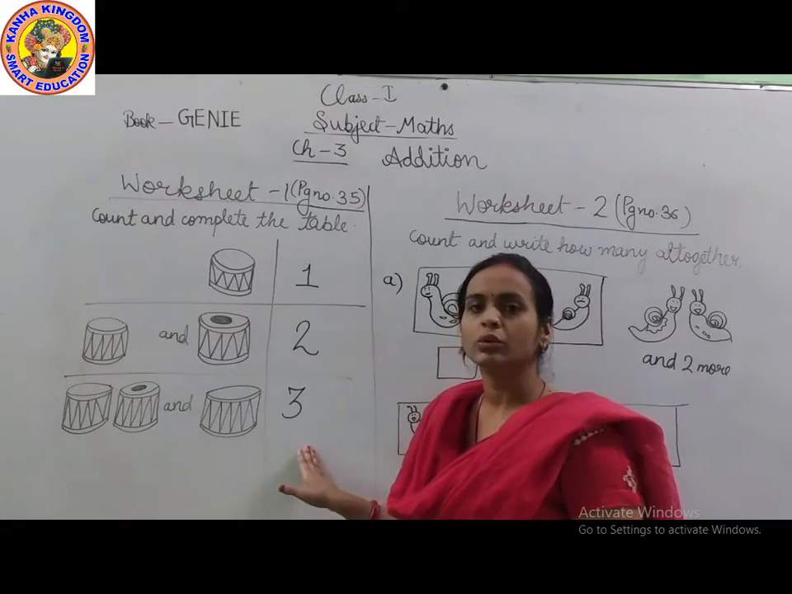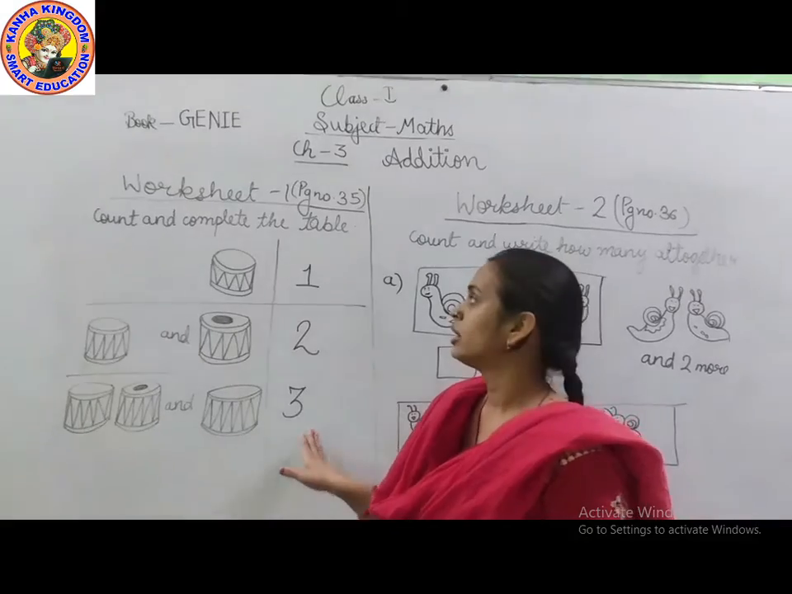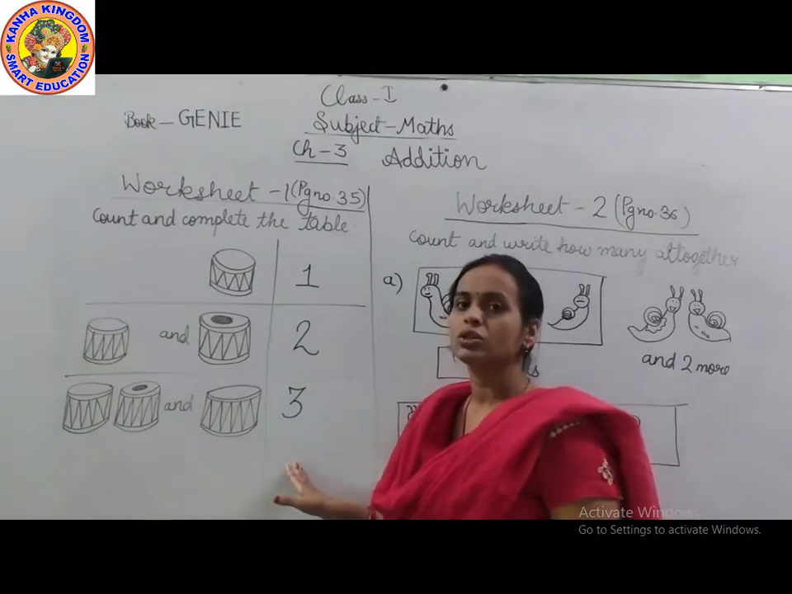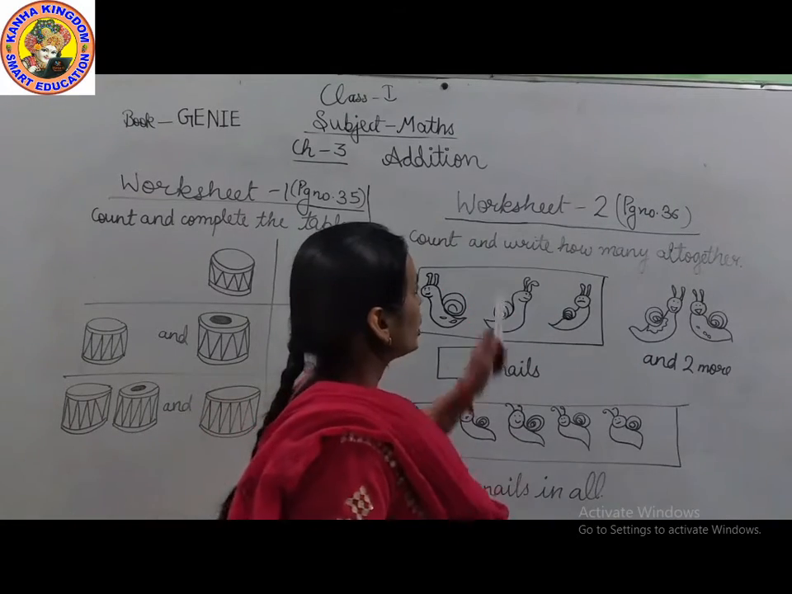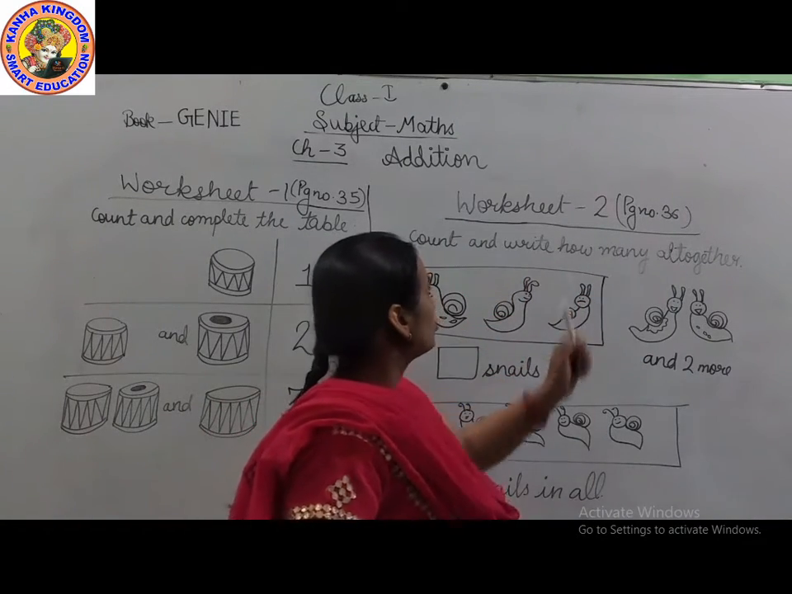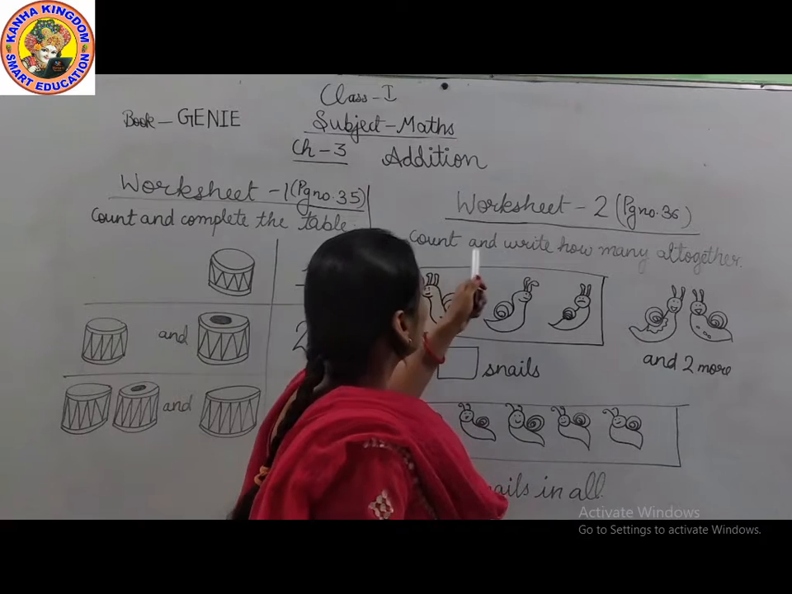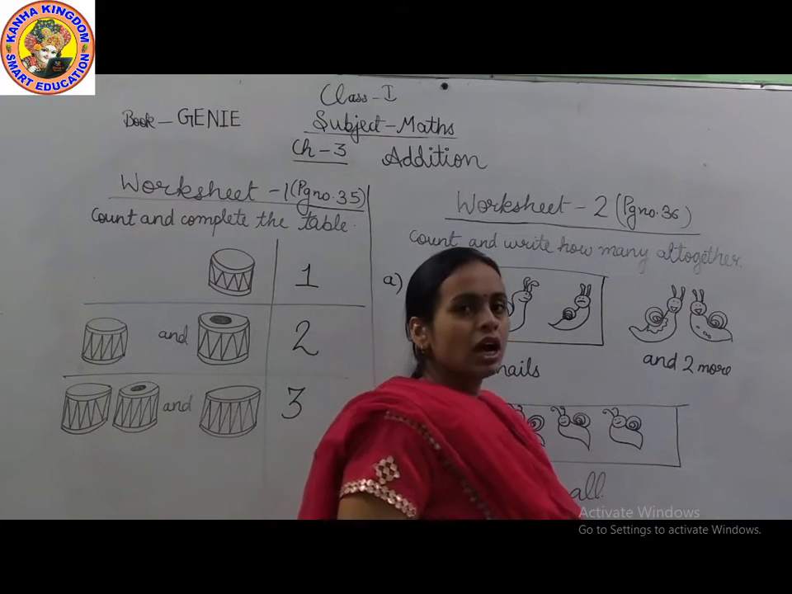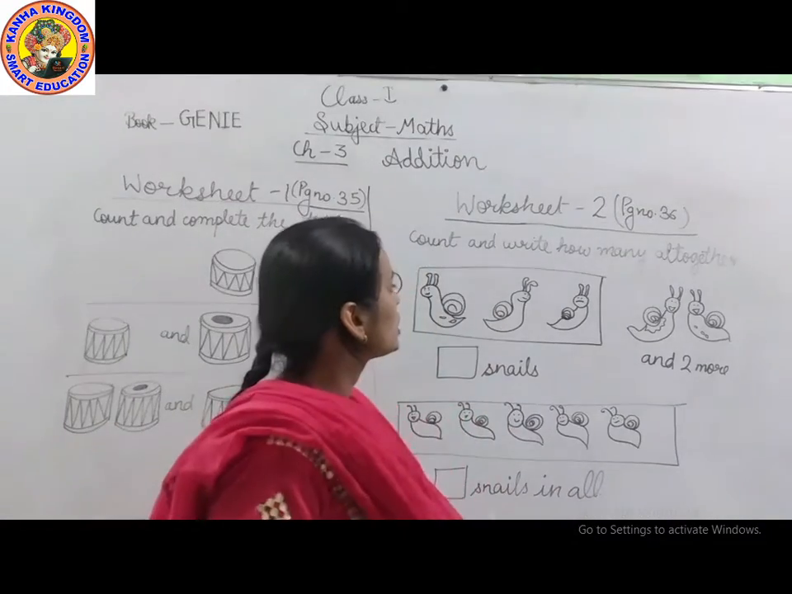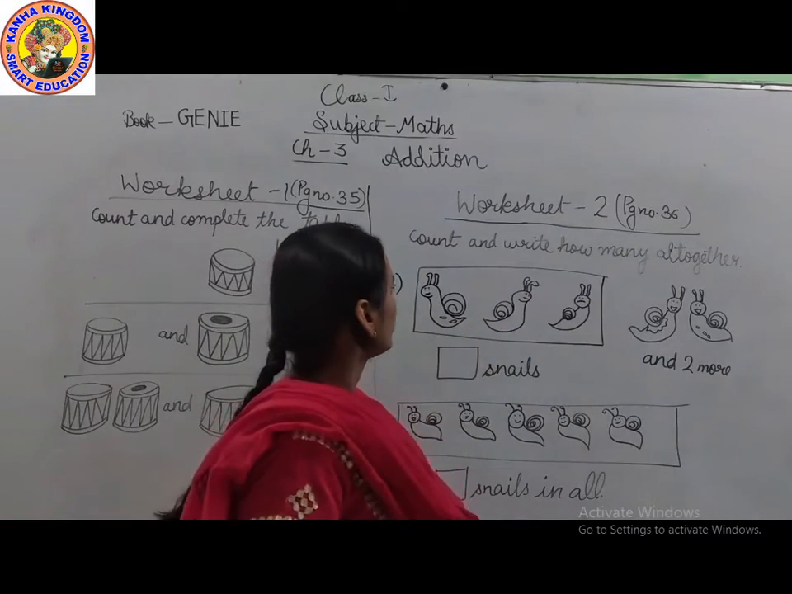So do the rest of the questions of page number 35 in your Genie book. Okay. Now worksheet 2, page number 36. Count and write how many all together. How many all together means count all.